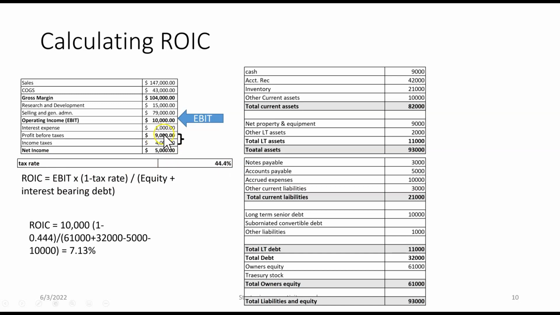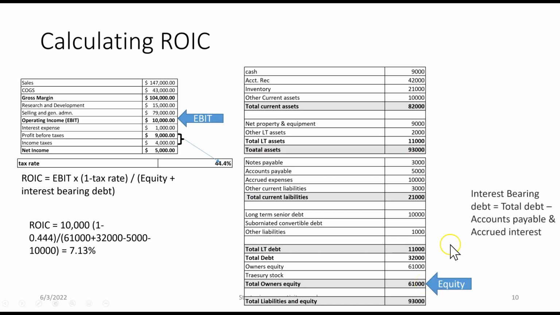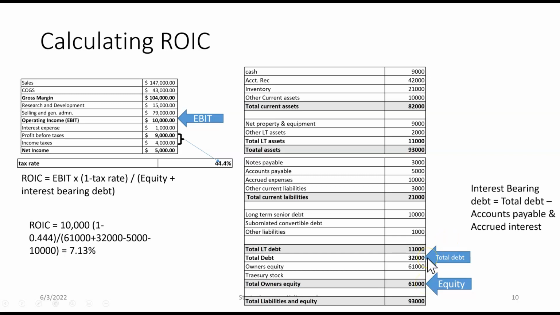If you don't know it, we can look at how much profit is before taxes and how much taxes we are paying. So from there, we can figure out the income tax rate. So that will go over here. But equity will come from the balance sheet. So that comes from there. Interest-bearing debt basically will come from the total debt, and we want to subtract from it anything that is not interest-bearing, like accounts payable and accrued expenses.